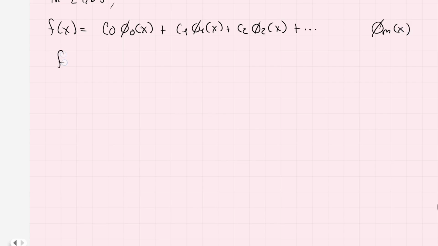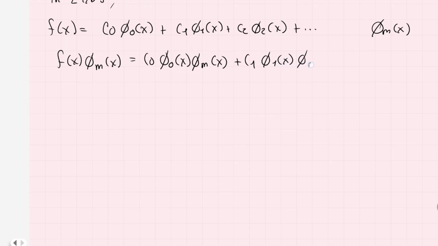Well, we are going to get that f of x phi m of x is equal to c0 phi0 of x phi m of x plus c1 phi1 of x phi m of x plus, and we are going to get all the way up to the term where we have cn phi n of x times phi m of x, and we keep going.